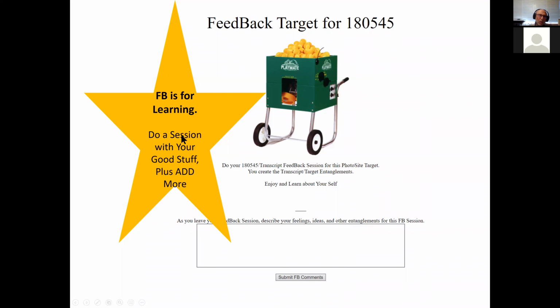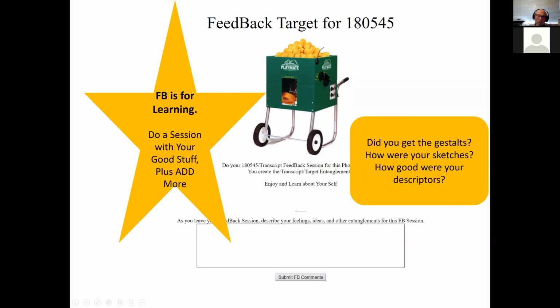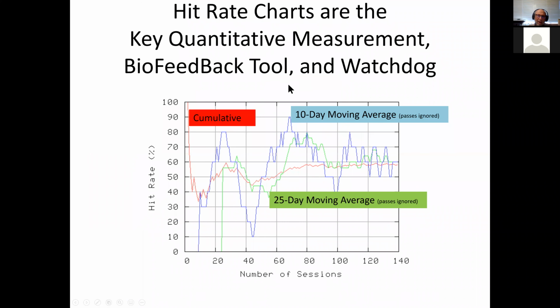And this session is for learning. You now have your transcript and what you were going for. Just really use your feedback for learning. Okay, and then the final slide in this set is this one. You will get, as you do more and more sessions, a chart like this, which is very, very helpful for learning.